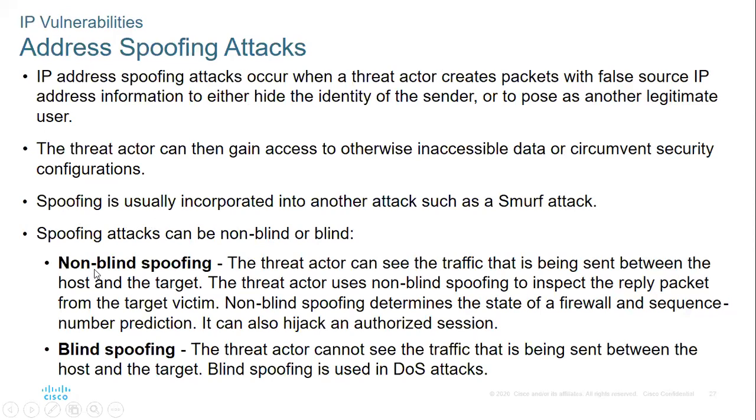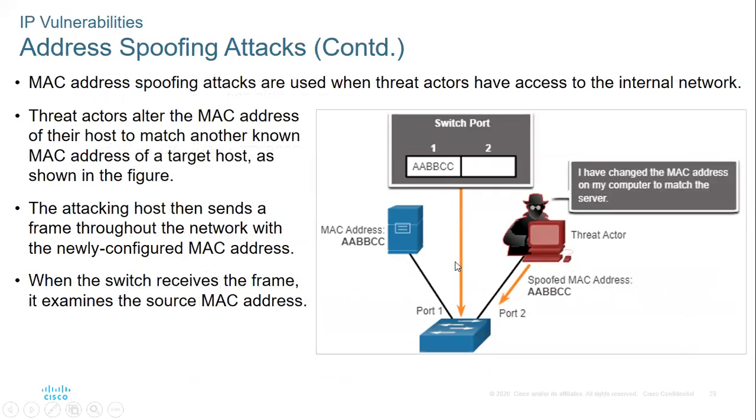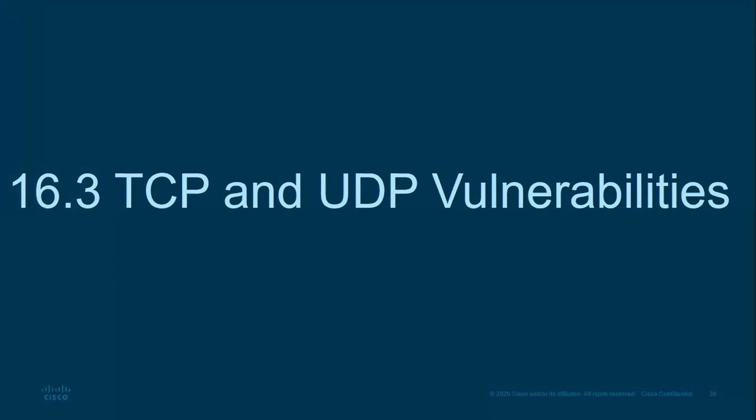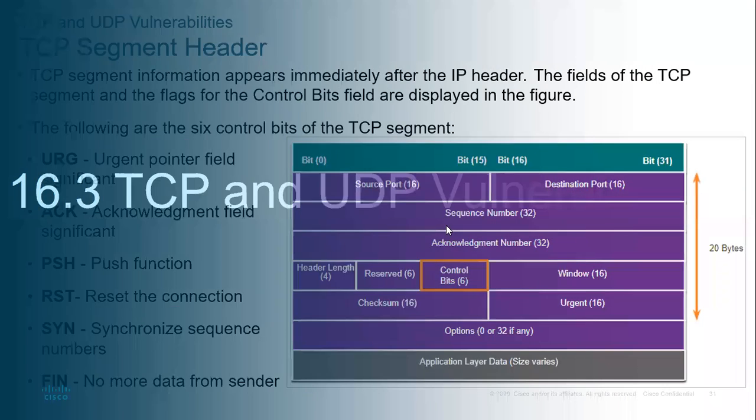In spoofing, we have two types of attacks. We have non-blind spoofing, where the threat actor can see the traffic that is being sent. And then blind, where the threat actor cannot see the traffic that is being sent between the host and the target. So in spoofing, we can either have IP spoofing or a MAC address spoofing attack, a situation where the threat actor has to falsify the MAC address.